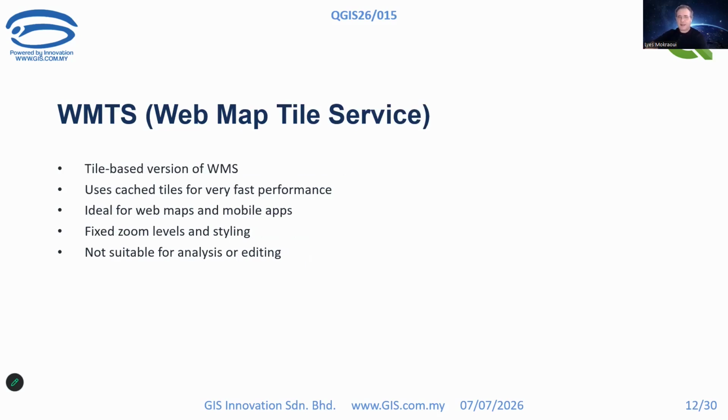WMTS is the tile-based version of WMS. It uses cached tiles for very fast performance, meaning that it will not process the data all the time for you and show it live as it is in WMS. When I say that, it sounds difficult, but this happens very fast on the server side. So it's ideal for web maps and mobile apps. It has fixed levels and styling, and is not suitable for analysis or editing. Of course, same as WMS, you can't do any edits.